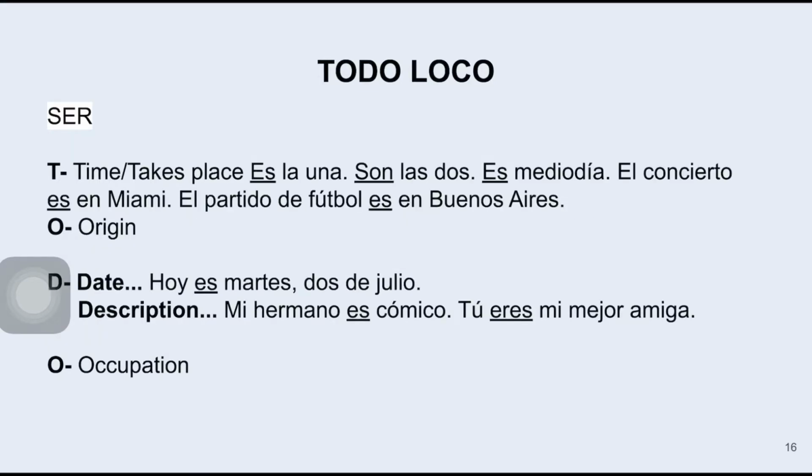D, date or description. For date, you could do days of the week or the actual date itself. Hoy es martes, today is Tuesday. 2 de julio, July 2nd. And for description, mi hermano es cómico. My brother is funny. Tú eres mi mejor amiga. You are my best friend. Anytime you're describing people, places, or things using common adjectives, that is the D in todo for using ser.